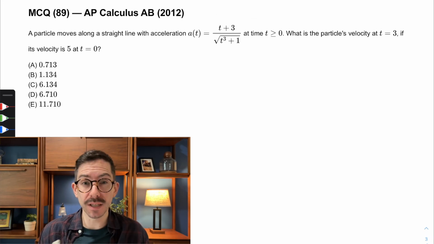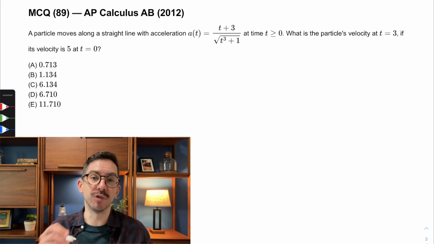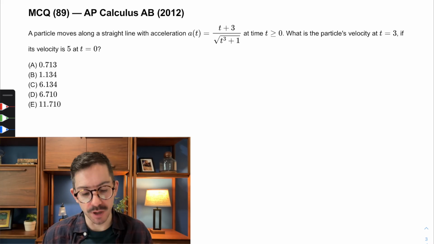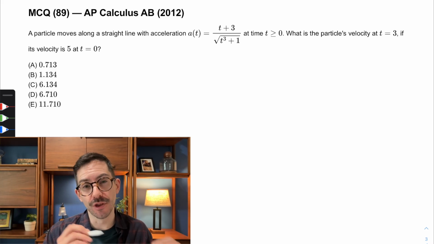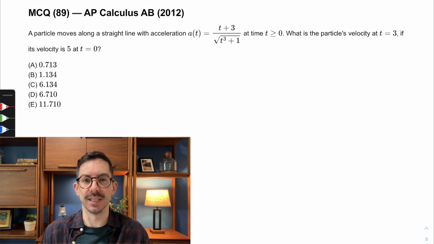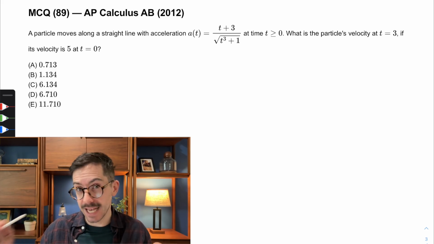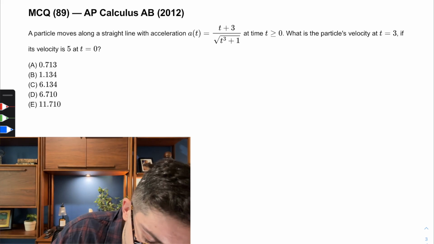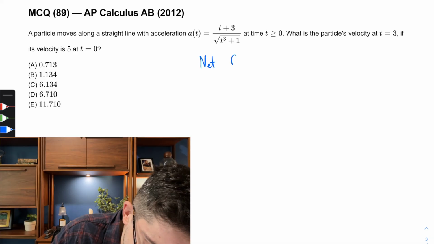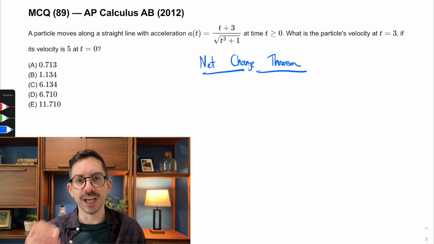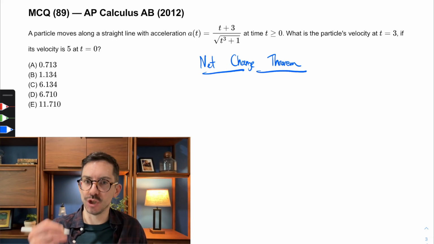Now we're told that a particle is moving in a straight line. We're given an expression for the acceleration at time t, and we want to know what the velocity of the particle is at time t equals 3, given that we know the initial velocity at t equals 0 is 5. Now this is a classic calculator problem, because what we're going to apply is the net change theorem. What this all comes down to is that integrating a rate gives you the net change.